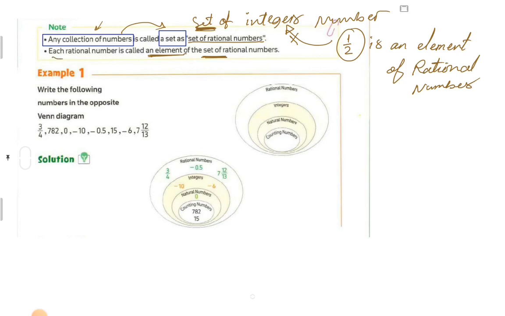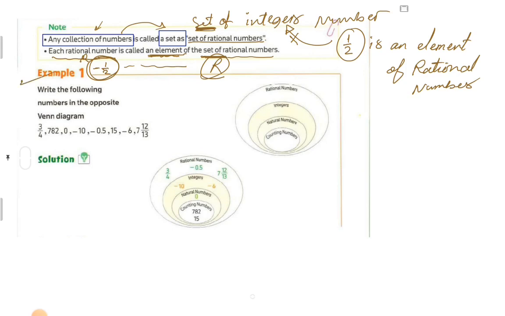So each rational number, each R, is called an element of the rational numbers. Any R, like negative half, is an element of the set of rational numbers. Negative half is an element of the set of rational numbers. And it's example number 1.